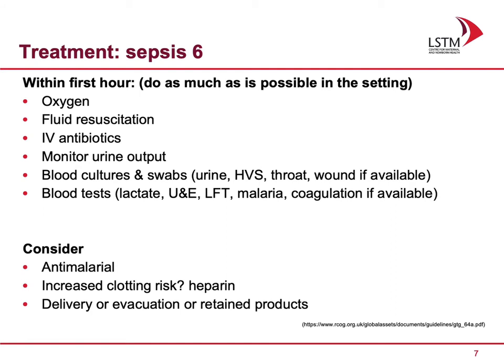So we talk about the Sepsis 6, and these are things that we really need to do within the first hour that we encounter the patient, and we do as much as we can in the setting in which we find ourselves. So if you have oxygen available, certainly give the patient oxygen. People who have sepsis have an increased metabolic rate, and they require more oxygen. They require more fuel to cope with their increased level of metabolism.